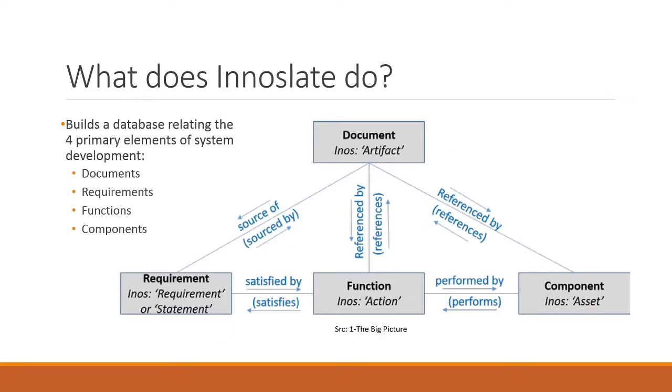So what does Innoslate do? Innoslate builds a database relating the 4 primary elements of system development, which are documents, requirements, functions, and components. So we have a source document, and that's the source of requirements, which are satisfied by functions and performed by components of the system, and so on. You can see all of the relationships that tie these 4 elements together.